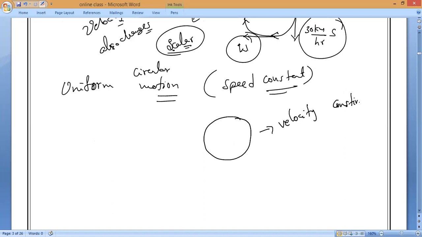Now you tell me, is acceleration a parameter based upon velocity or speed? Velocity, sir. So if the velocity keeps on changing, then the rate of change of velocity, what do we call it? The rate of change of velocity is called acceleration.